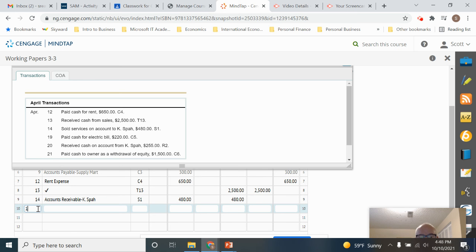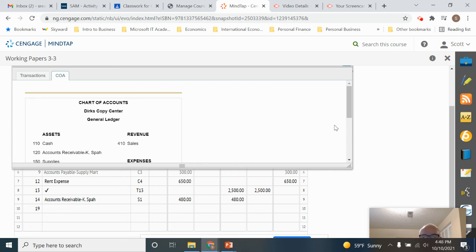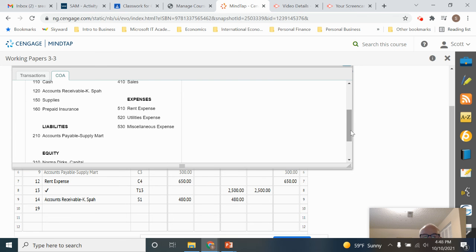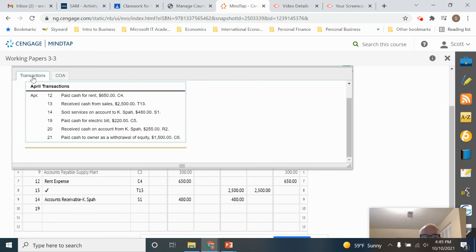Next transaction on the 19th. We paid cash for electric bill. Well, what's our chart of accounts say? Utilities expense for like electricity. Okay. So we're going to debit utilities expense. We're going to debit that for $220. We paid cash. So we're going to credit cash, $220. And we're putting our source document C5. So again, date, debit, credit, source document. That's the pattern we've been using.